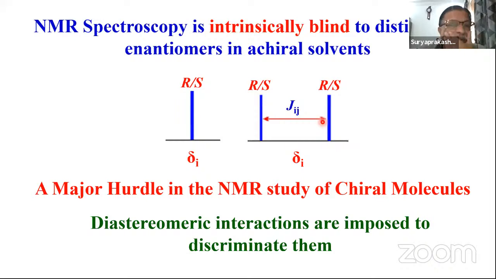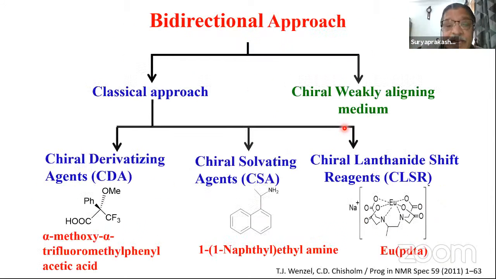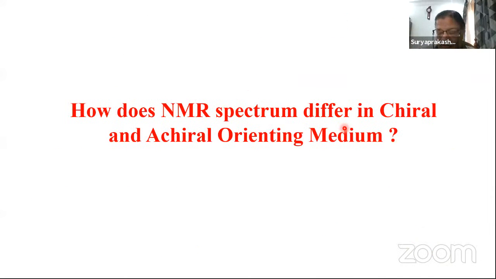What we do in chemistry is what is called enantiomeric discrimination. If I take the NMR spectrum of two enantiomers, it is indistinguishable. NMR is blind to distinguishing enantiomers. If you take a one-dimensional NMR spectrum of R and S individually, you will not find any difference at all. The NMR spectrum is indistinguishable.